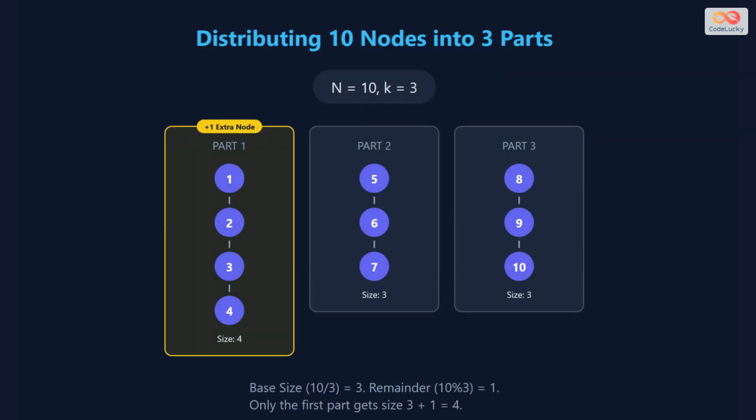Let's look at a concrete example. Suppose we have 10 nodes and we want to split them into 3 parts. 10 divided by 3 is 3, with a remainder of 1. So, our base size is 3. The remainder is 1, which means only the very first part gets an extra node, making it size 4. The remaining 2 parts stay at the base size of 3.